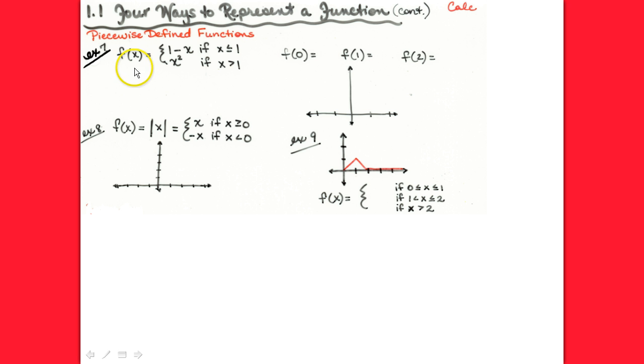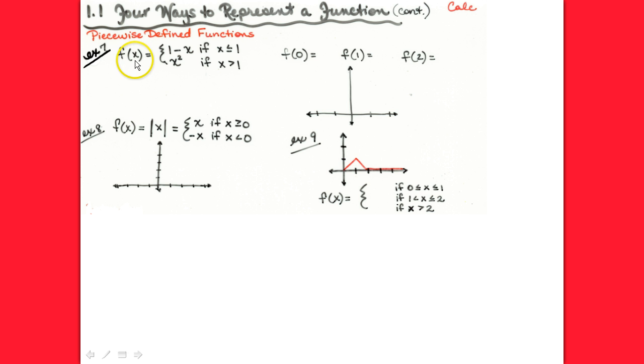For f of x, if your x value is less than or equal to 1, then we want you to use this piece of the function, 1 minus x. But if your x value is greater than 1, we want you to use this piece of the function, x squared. So when they give me a value like f of 0, remember that's our function notation that tells me to put 0 in the place of x.